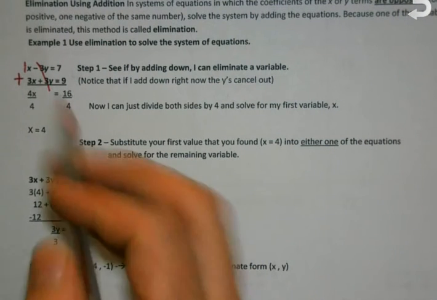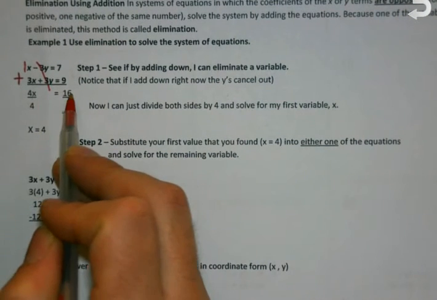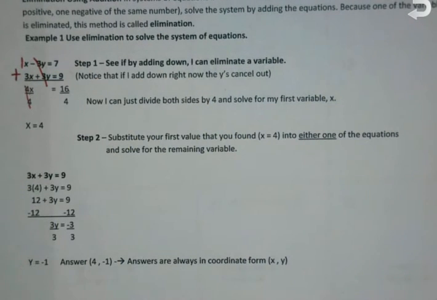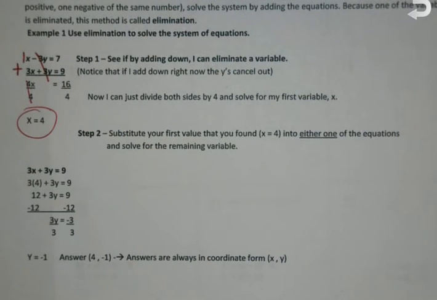This is nice. 4x equals 16. I've got to divide by 4 to get x alone. Knock those out. x is 4. Woo! Okay. Basically, I'm done except for one thing. There's always two answers, x and y. Well, I know what x is already, but I've got to figure out what y is going to be.